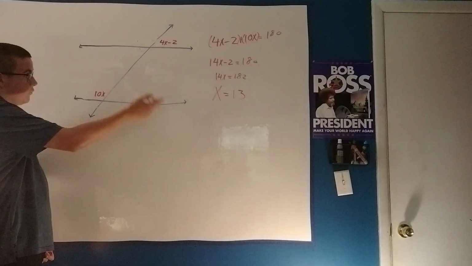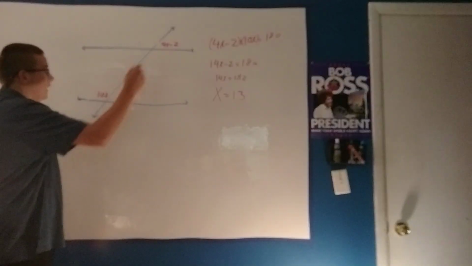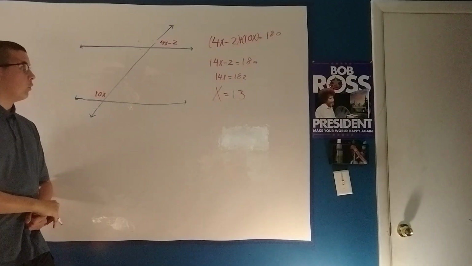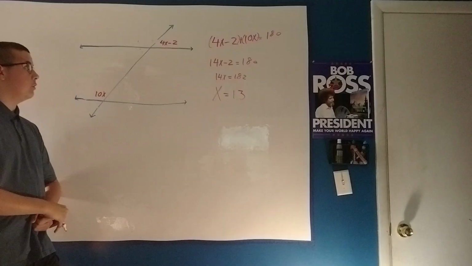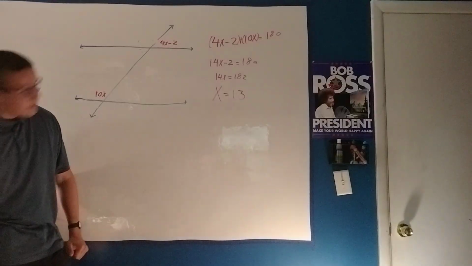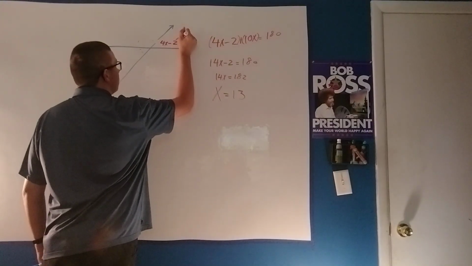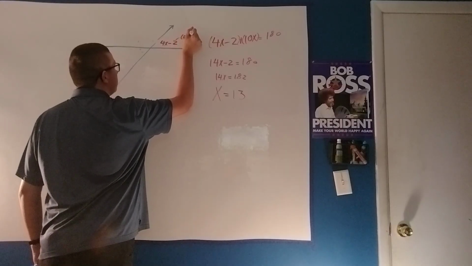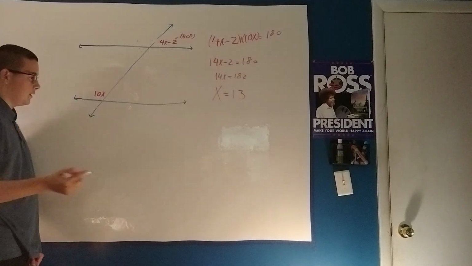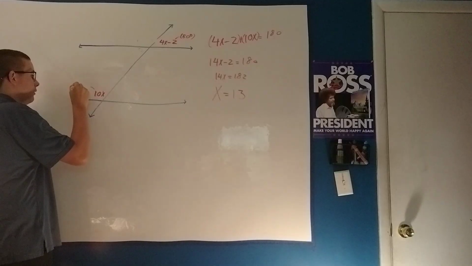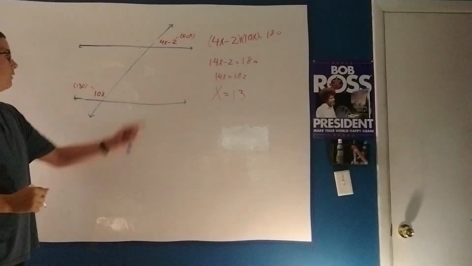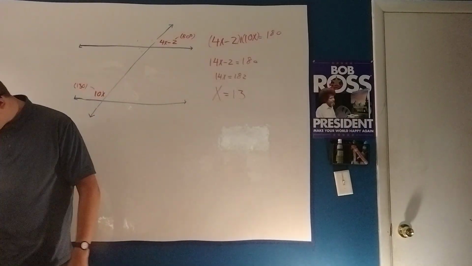Now we plug x back into our equation. Well, 13 times 4 is 52, and then minus 2 is just 50. Let me check, make sure I did that right. Yep. So we know that this is 50 degrees. And then down here, we know that 10 times 13 is just 130 degrees. So that would be how you solve something like this.